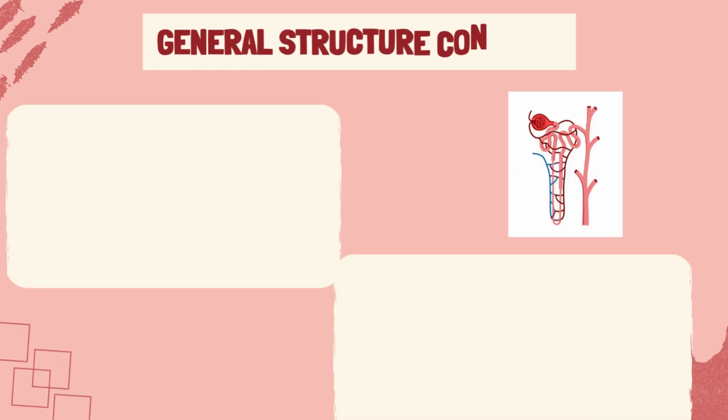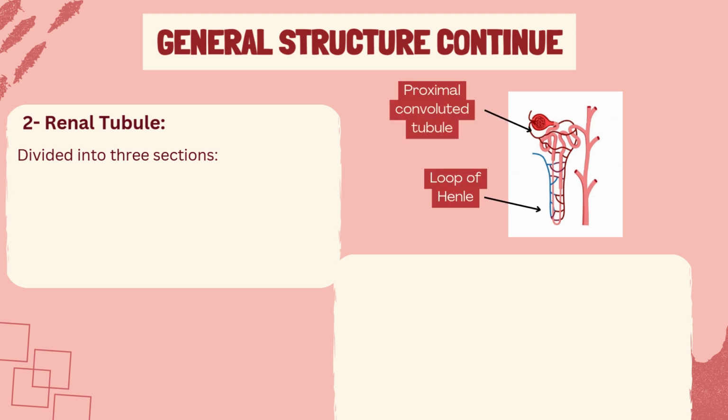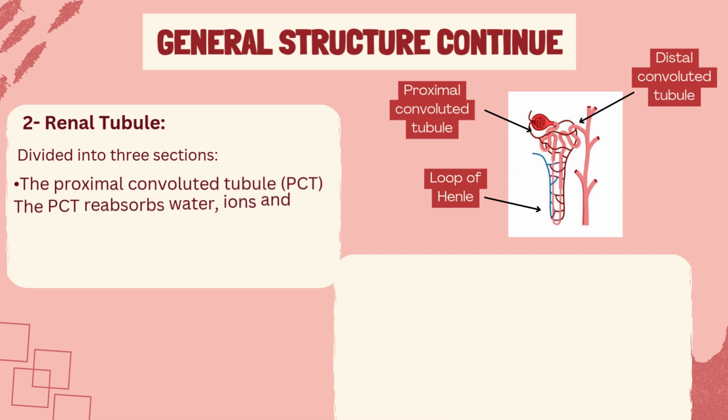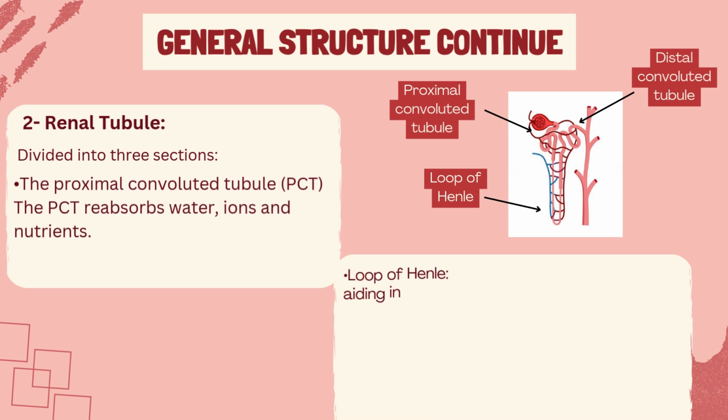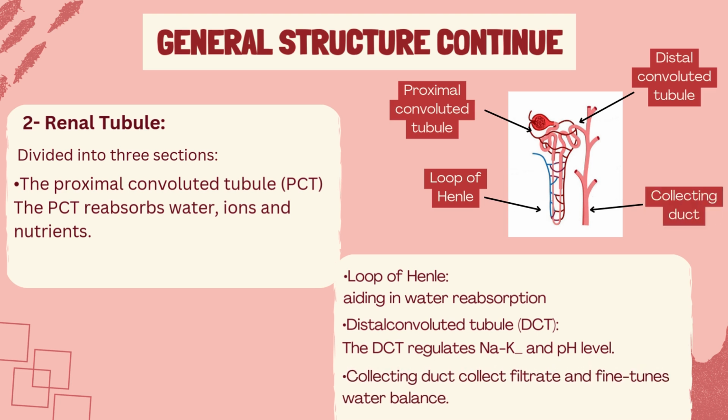The other part of the nephron is the renal tubules. It is divided into three sections: the proximal convoluted tubule, loop of Henle, and distal convoluted tubule. The proximal convoluted tubule reabsorbs water and glucose back into the bloodstream. In the loop of Henle, water and salts are reabsorbed to concentrate urine. The distal convoluted tubule adjusts levels of sodium, potassium, and pH. Finally, the collecting duct collects the filtrate from multiple nephrons and fine-tunes water balance. Through this process, the nephron removes wastes and maintains balance.